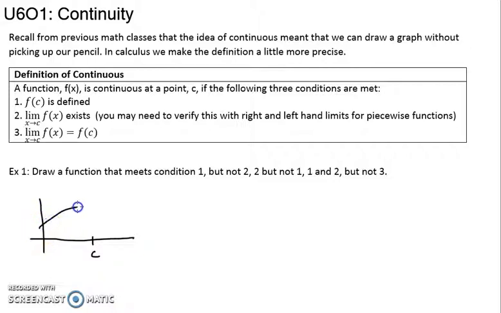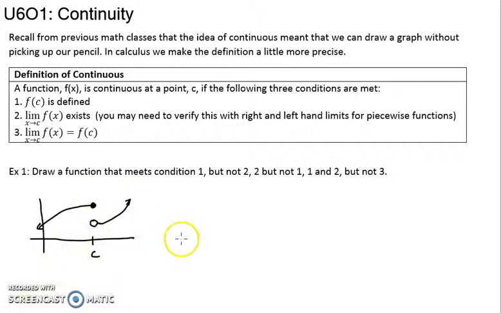So we can have something that looks like this, where we have a point at f of C, but our limit doesn't exist, right? The limit from the left and the limit from the right don't match. So the limit doesn't exist, and you can clearly see that this is not going to be a continuous function if you think about it in the ways we did before. We have to pick up our pencil to draw the entire graph.